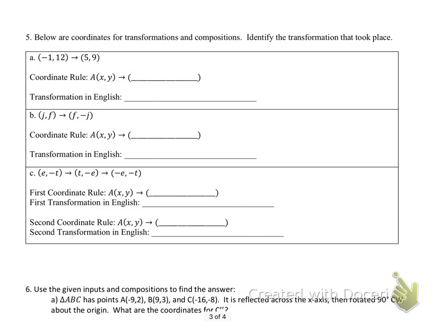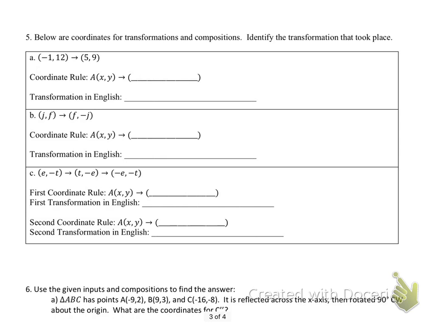You're going to have to write both the coordinate rule and what it is in plain English. So in certain cases, you might find it easier to do the transformation in plain English first and then write the coordinate rule, or vice versa. And that's kind of individual preference here.